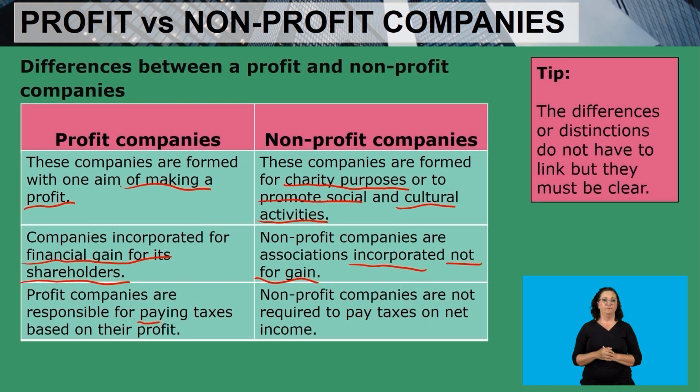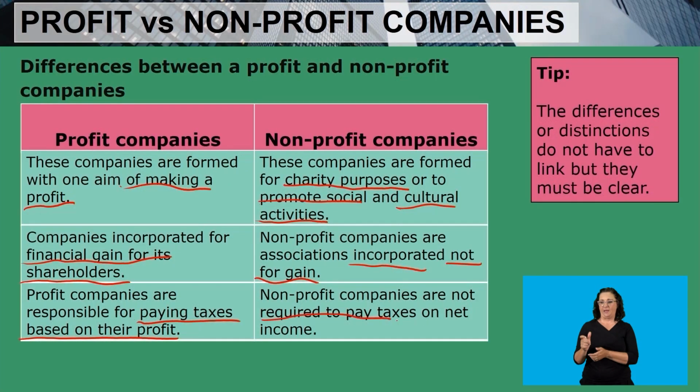Profit companies are responsible for paying taxes based on their profit. So with profit companies, they pay taxes based on the profits that they are generating or that they have generated. Whereas non-profit companies are not required to pay taxes on net income. So with non-profit companies, the net income, meaning the income that is left after they have spent money on their expenses, on their expenditures, whatever income is left, that particular income is not taxed.